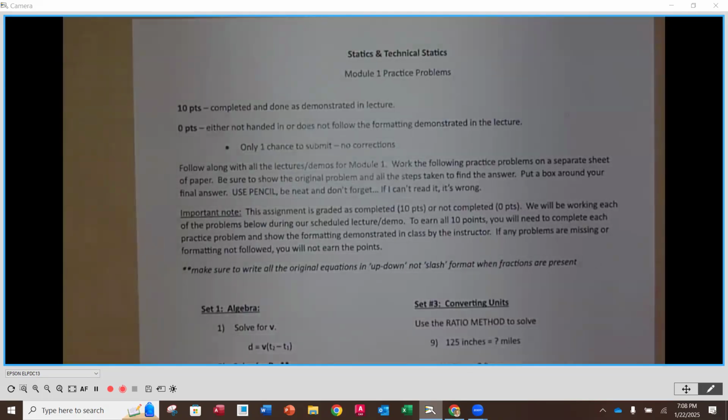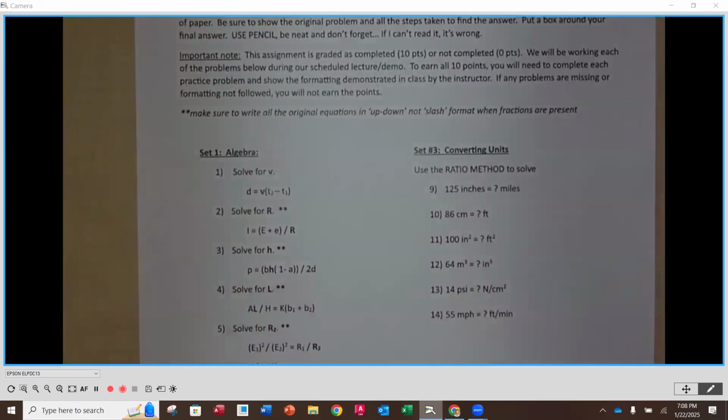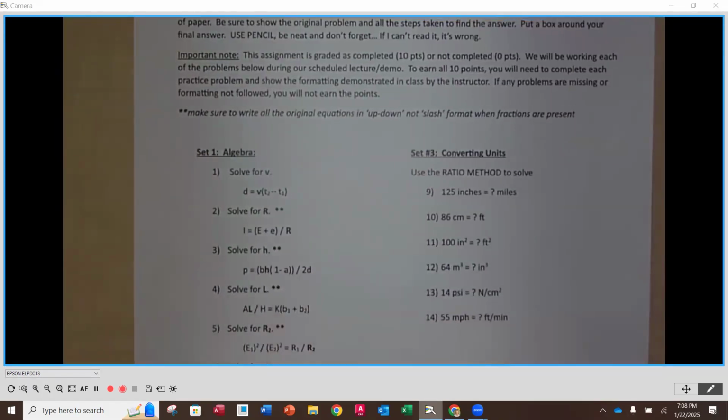Important note, this assignment is graded for completion, as we said, earn all 10 points. I'm not going to read that again. And then here too, it says, write the original equation. And then if there are any fractions, because of how I had to write this out using Microsoft Word, you'll notice that I have fractions with the slash, but I'm going to demonstrate for you. I always want you to write those in an up-down format, meaning numerator on top, denominator on the bottom, so that as we work through, especially when we get into things like unit conversions, we can see those things cancel top and bottom and see what's left over.